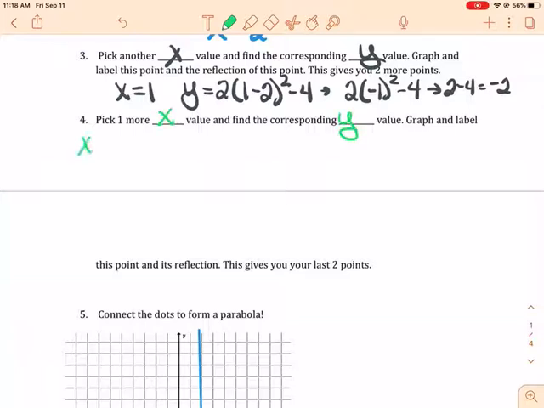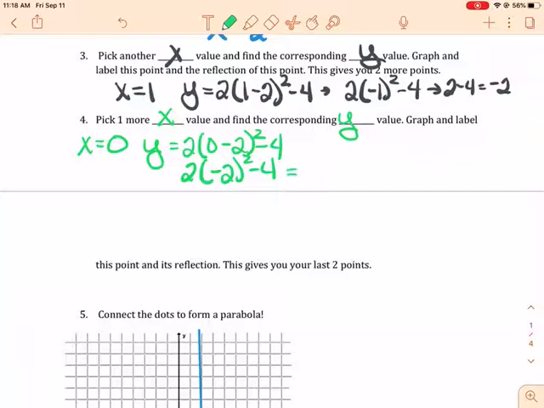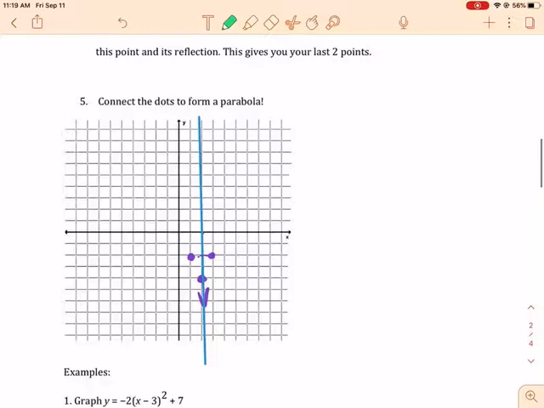So I'm going to pick x equals 0. So y equals 2 times (0 minus 2) quantity squared minus 4. And again, it doesn't matter what values you pick for x. I don't care. Just keep in mind that you're going to have to do the computation, so you want to pick easy points. So this is 2 times -2 squared minus 4. So -2 squared is 4. 2 times 4 is 8. Minus 4 gives me 4. So I'm going to go over 0, up 4.